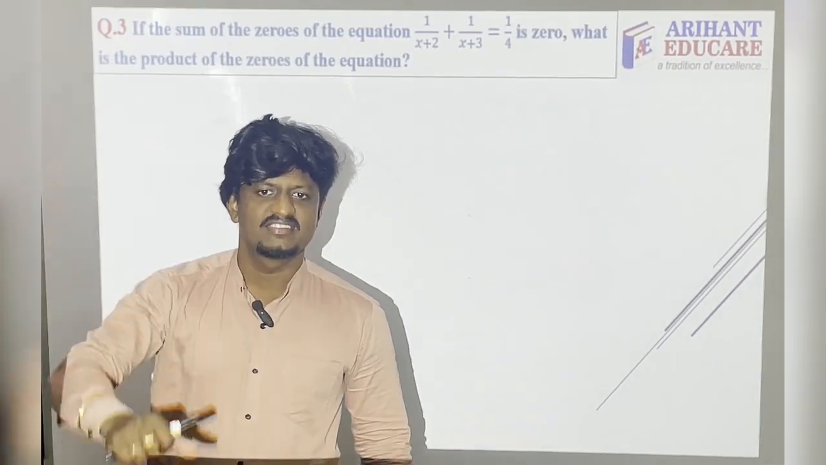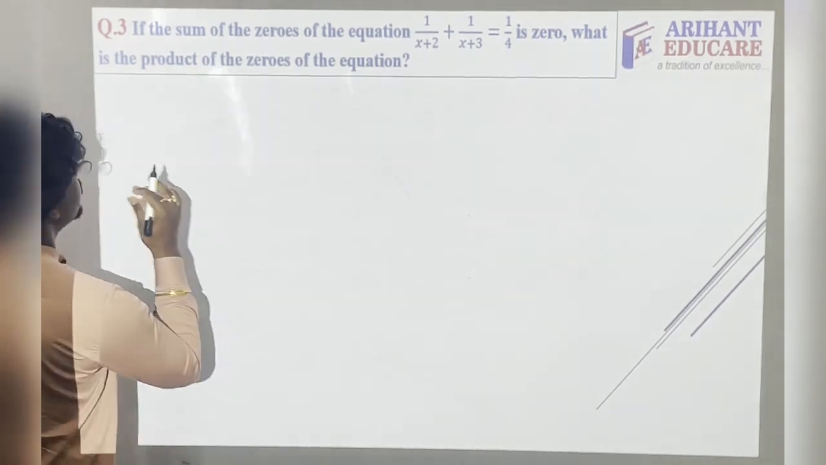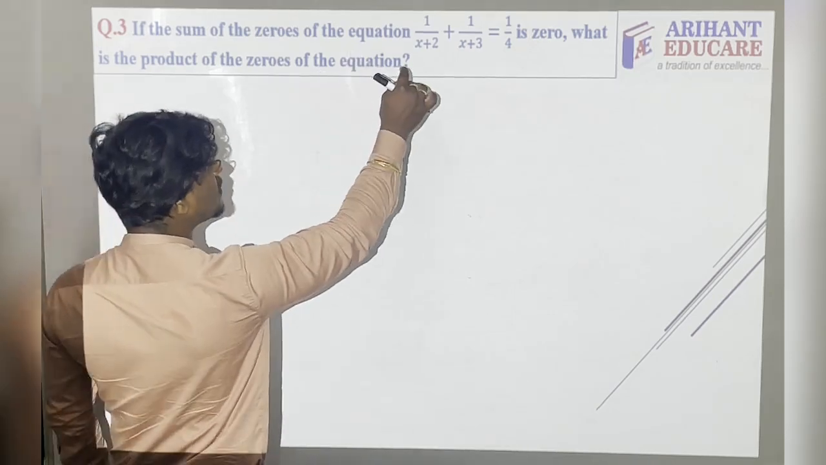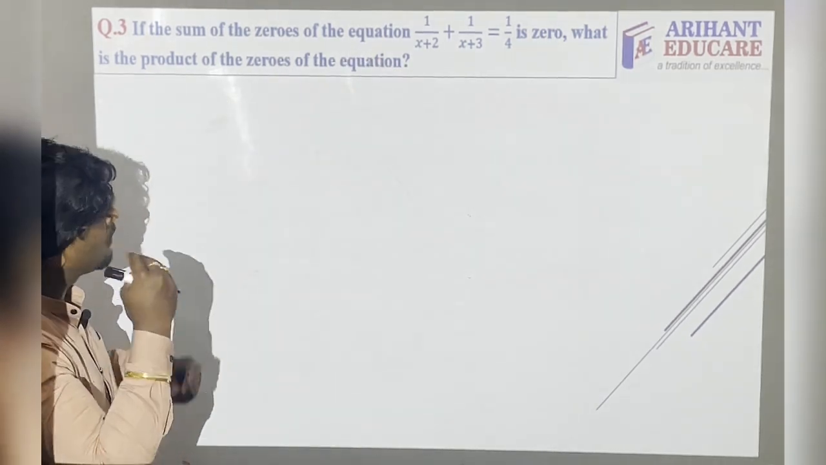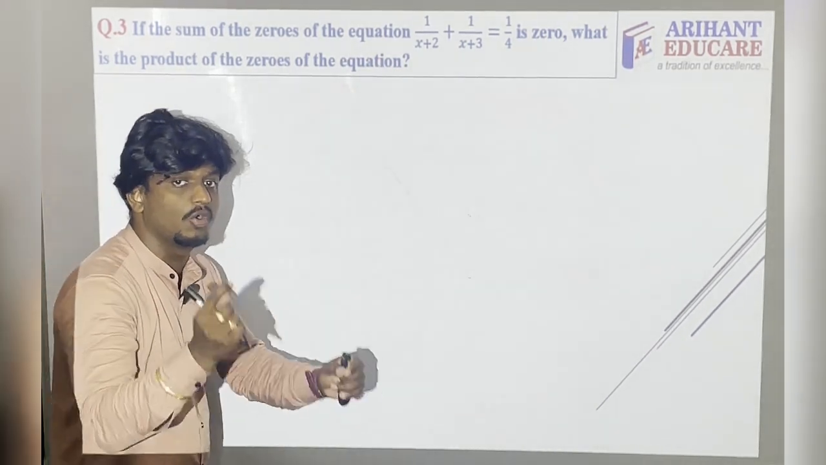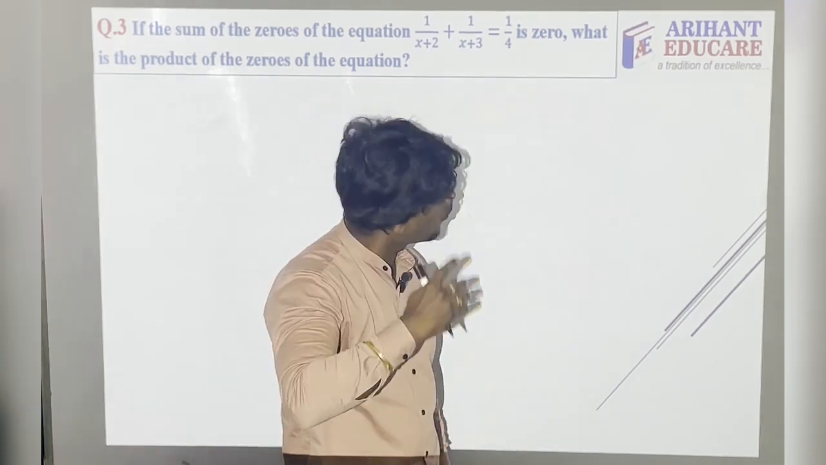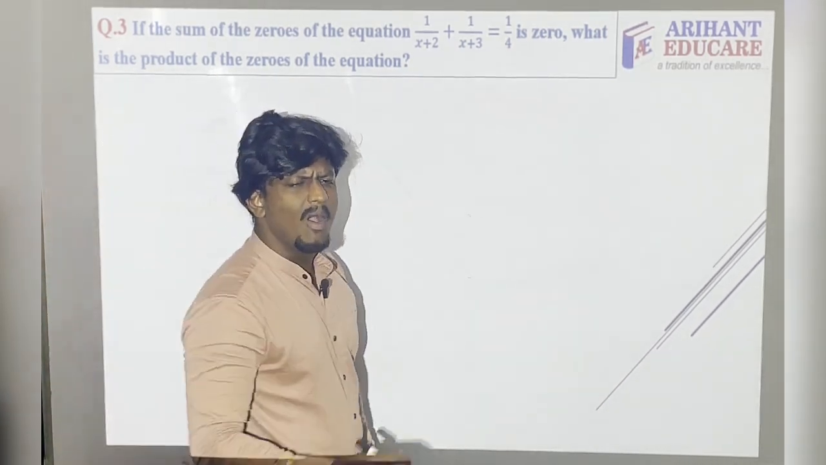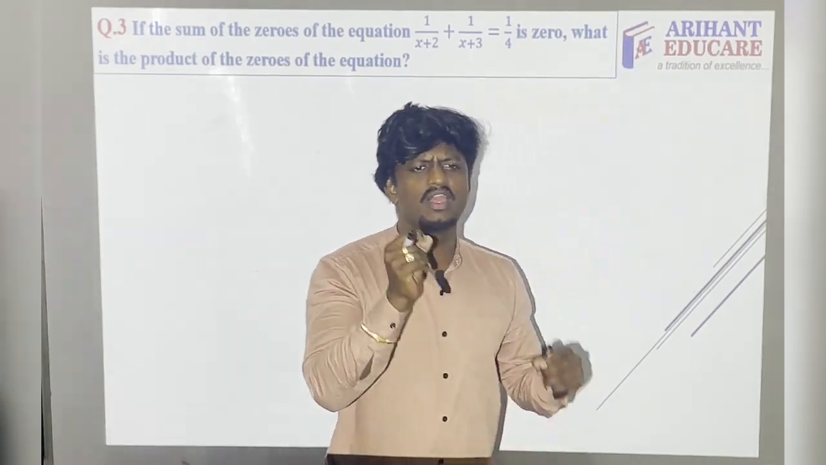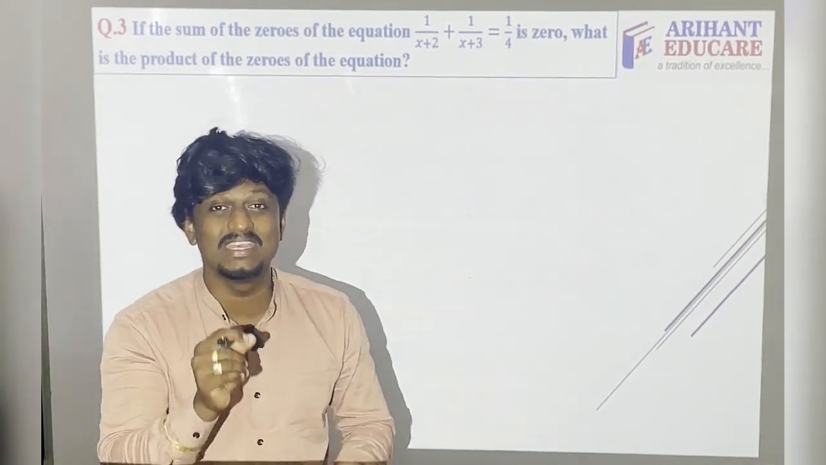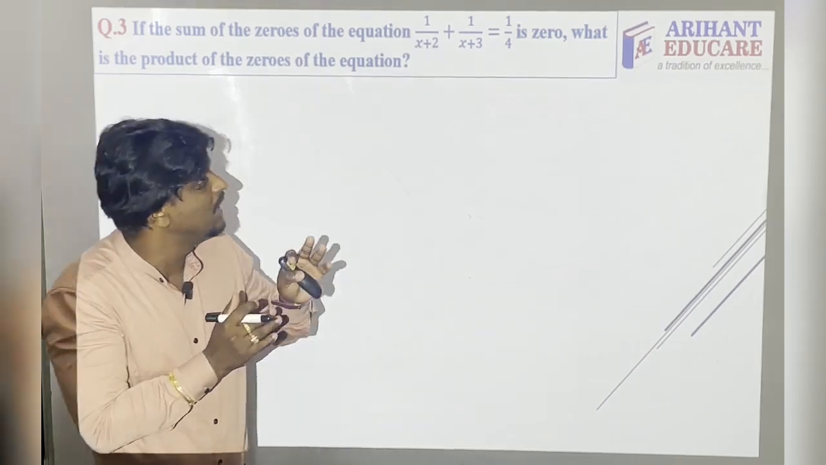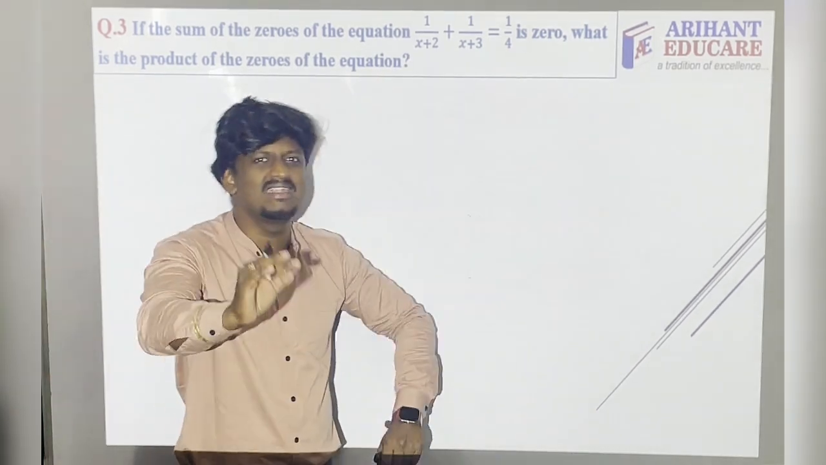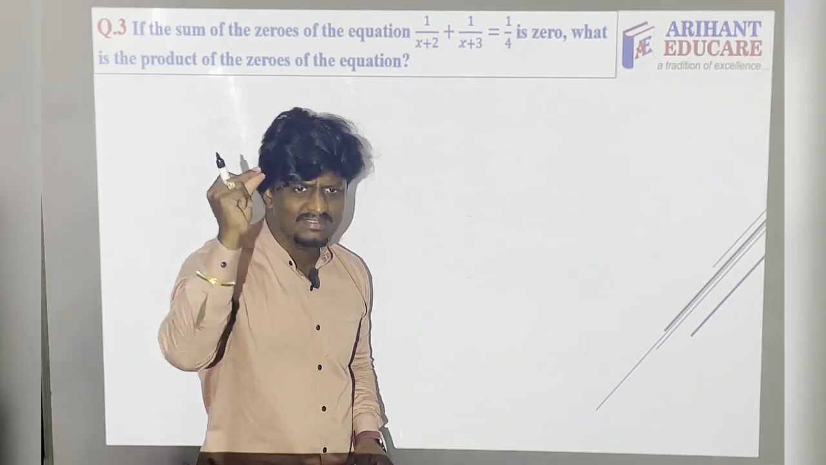Okay. Next sum on the board. It says, if the sum of the zeros of the equation 1 upon x plus 2 plus 1 upon x plus 3 is equal to 1 upon 4 is 0. What is the product of the zeros of the equation? Now, if we take the zeros as alpha and beta, the product is going to be C upon A. That means I need to write this equation simply in the standard form and I'll get the answer. Let's see the options first.